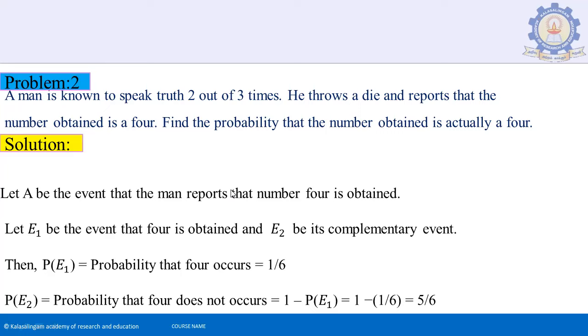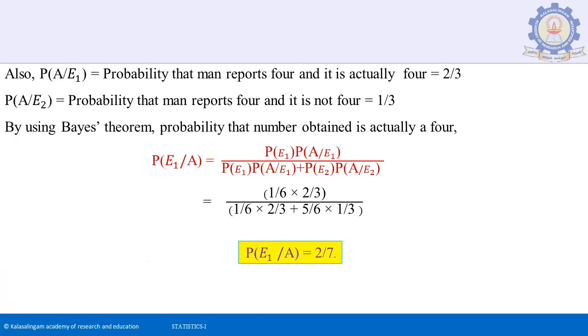Then P(E1) equal to the probability that 4 occurs, it will be 1 by 6. P(E2) equal to the probability that 4 does not occur, it will be 1 minus P(E1), equal to 5 by 6. Also, P(A|E1) equal to the probability that the man reports 4 and it's actually 4, 2 by 3. P(A|E2) is equal to the probability that the man reports 4 and it's not 4, 1 by 3.